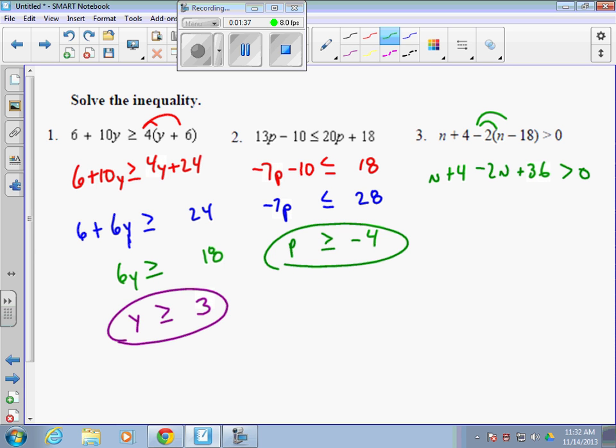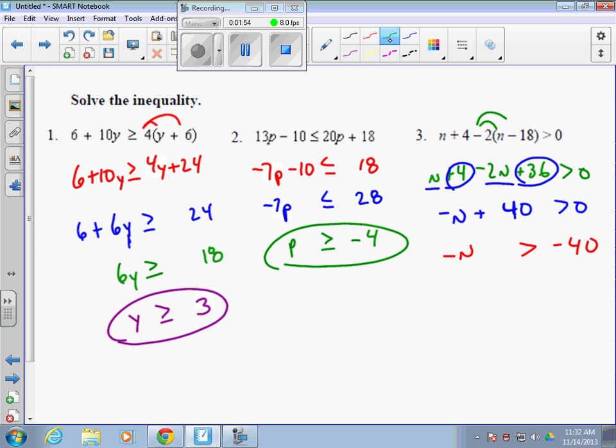Combine your like terms at this point. N and negative 2n is negative 1n. 4 and 36 is plus 40. Get rid of positive 40 by subtracting it on both sides. Negative n is greater than negative 40.